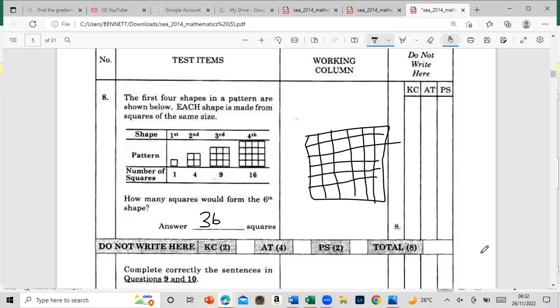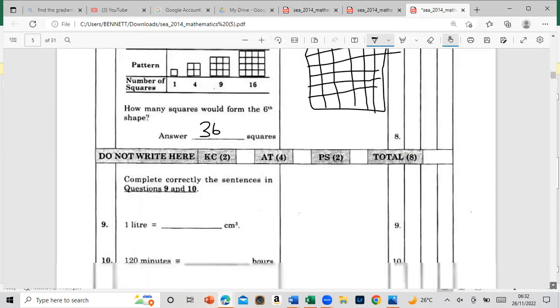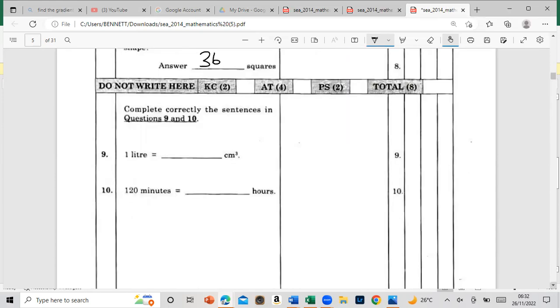Very nice question. All right, let's move on to number 9. It says now, complete correctly the sentence in questions 9 and 10. 1 liter is equal to how many centimeter cube? And we know that it's 1,000 centimeter cube make 1 liter, right? No, hold on. It never said milliliter. Hold on, guys.